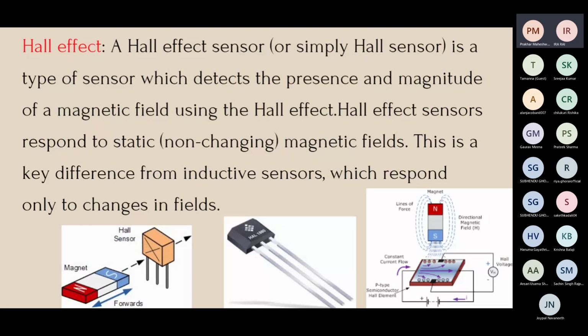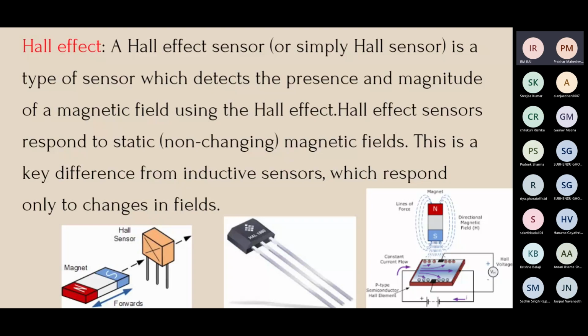So next we have Hall effect or Hall effect sensor. So it is a type of sensor which detects the presence and magnitude of magnetic field using the Hall effect. So I hope you all remember what the Hall effect was. When a thin rectangular plate was placed, and it was connected with a voltage and some magnet with static magnetic field is brought closer to it, then there was induced electric field. So this was the Hall effect.